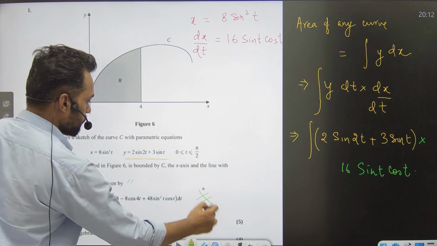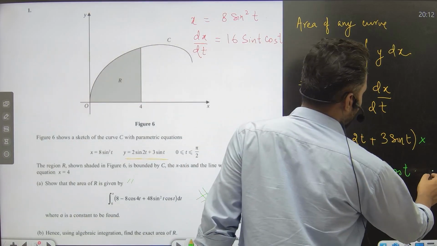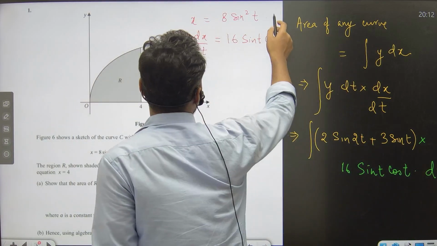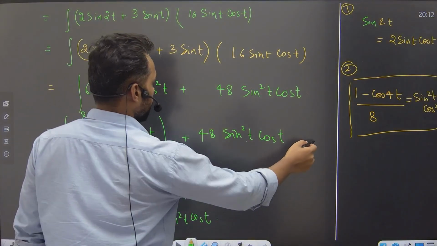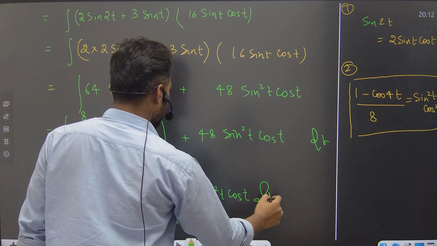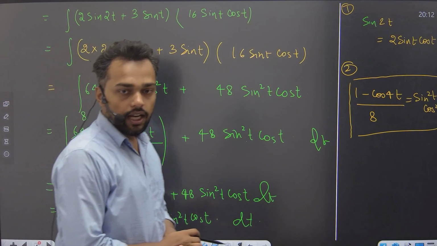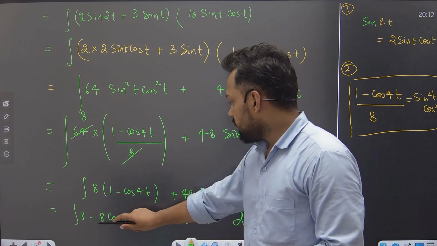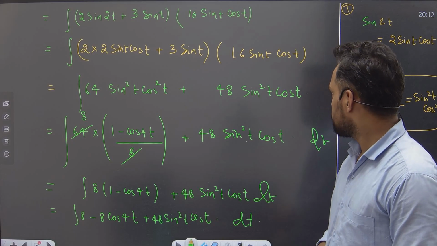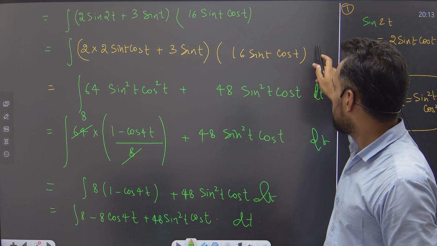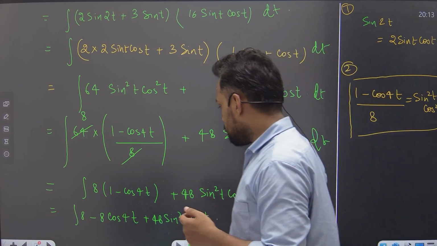Okay, don't forget to mention the dt part, student. Everywhere dt will be written. So this is the value which they were asking for, and this is what we have got also: 8 minus 8 cos 4t plus 48 sin square t cos t dt. Don't forget to write the dt. Okay, so this we have got.